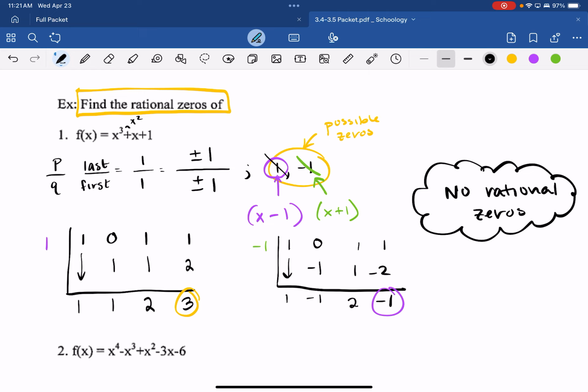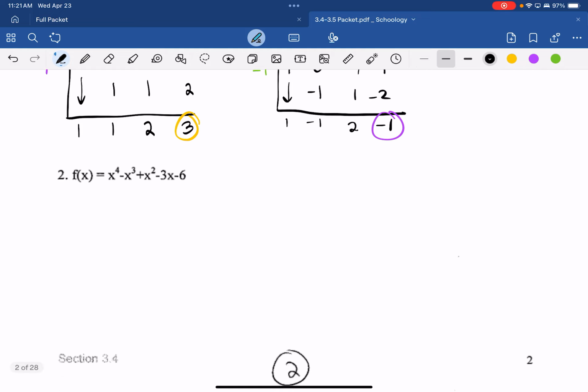Any questions on that one? Just the process. It's going to get a little crazy next one. So ask me now if you have a general question. All right. Let's look at the second one. Okay? We've got a little more going on here.